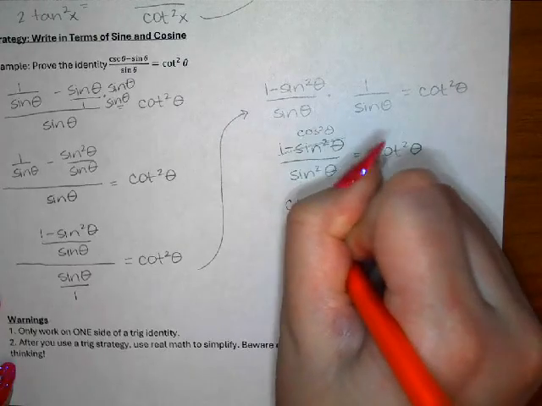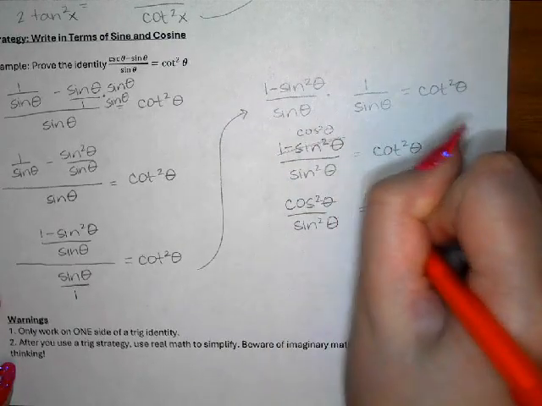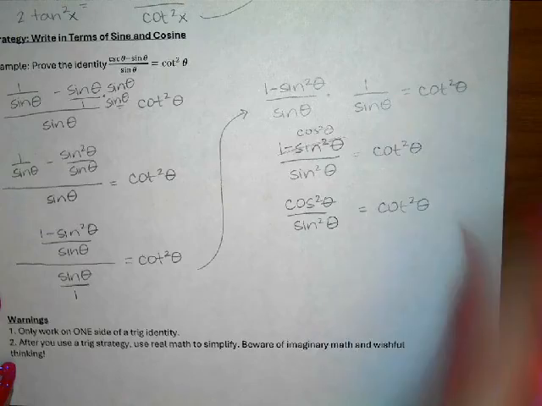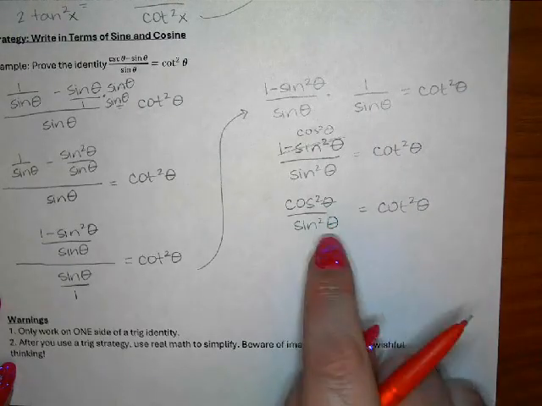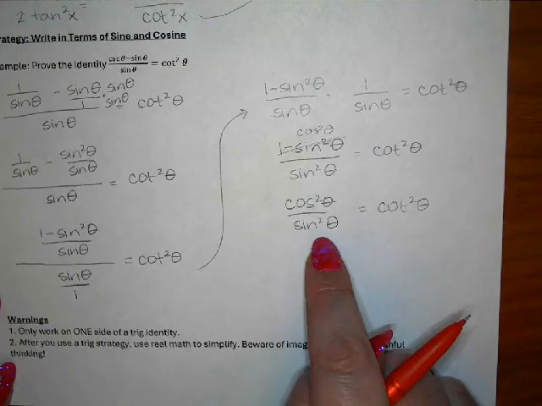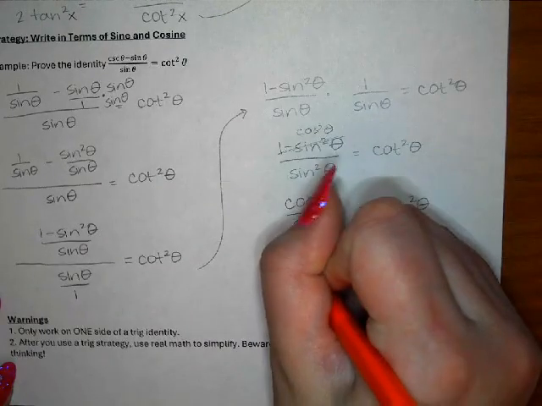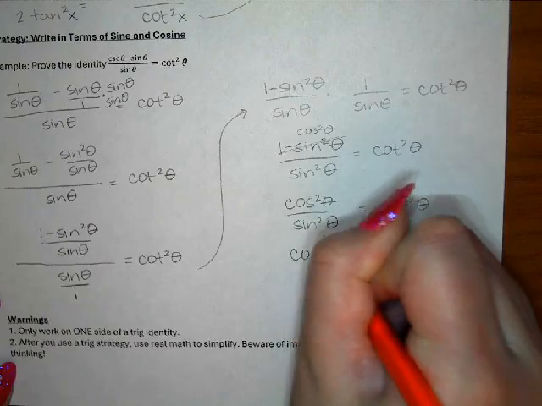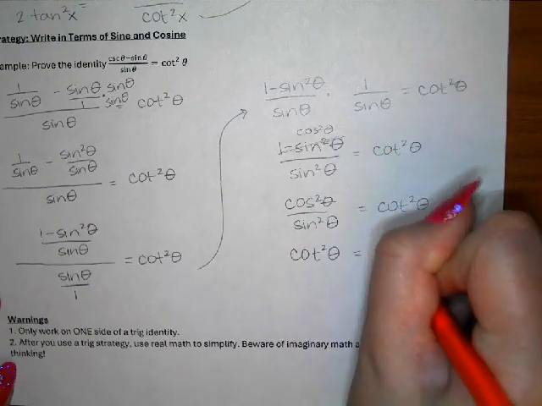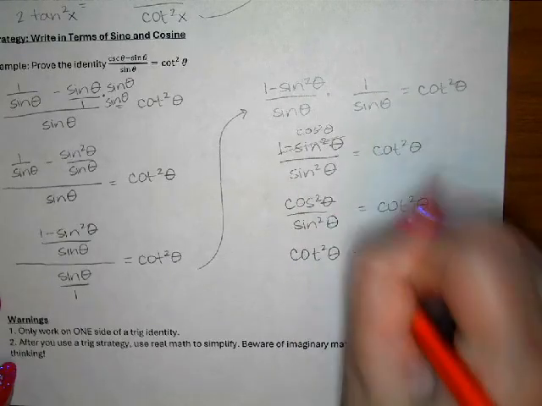And if cos over sine is cotangent, then cos squared over sine squared is cotangent squared. And so I finished my proof. All right, I wanted to give a couple warnings to you.